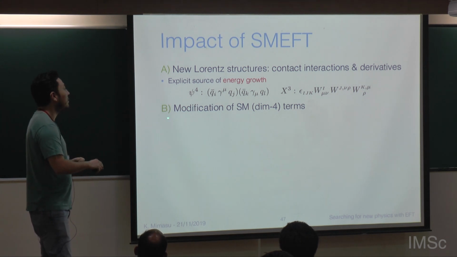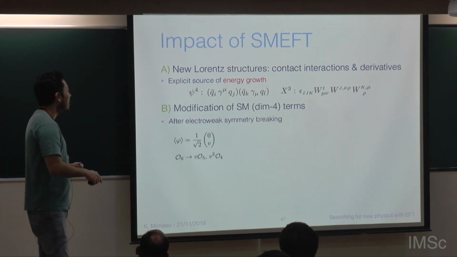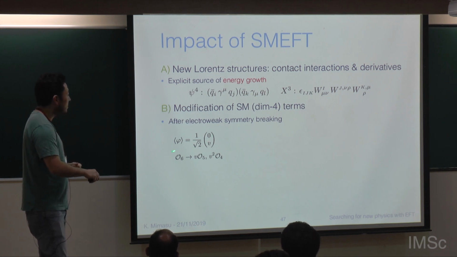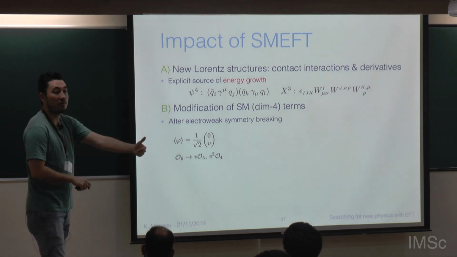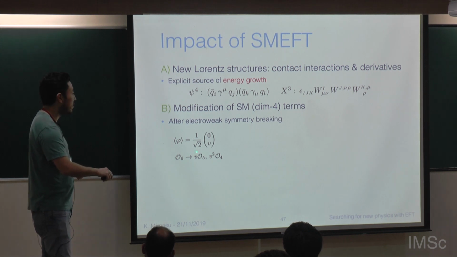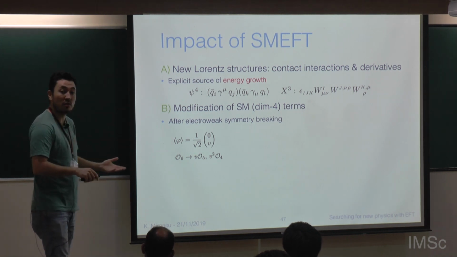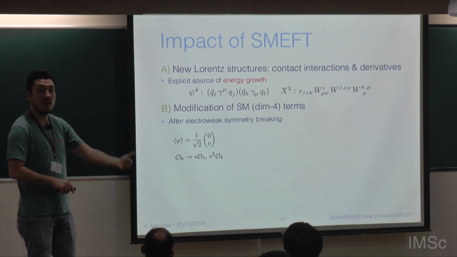And then the second thing that can happen sometimes is that you can also modify standard model-like terms. You can shift couplings in the standard model. And this happens because after electroweak symmetry breaking, where we know that this Higgs field takes a vacuum expectation value, your dimension 6 operators can sometimes get effectively dimensionally reduced down by powers of this vacuum expectation value. So you have this dimension 6 operator become v squared times an effective dimension 4 operator, which is, of course, the same dimension as the standard model.